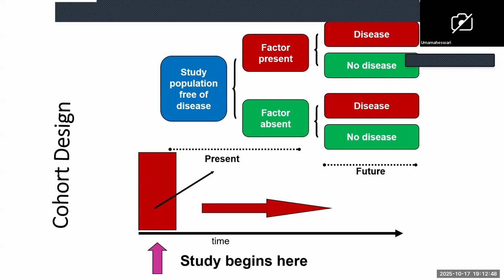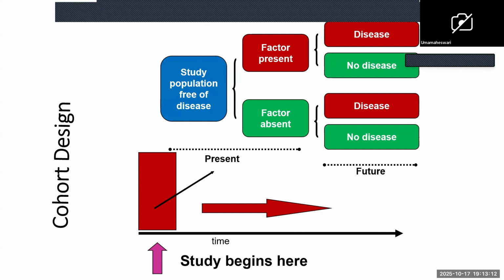Another study design is your cohort study design. Here you begin the study from cause to effect. You take a group of the population and divide them into smokers and non-smokers. That is your exposed and non-exposed factor. And you follow them up for development of lung cancer.